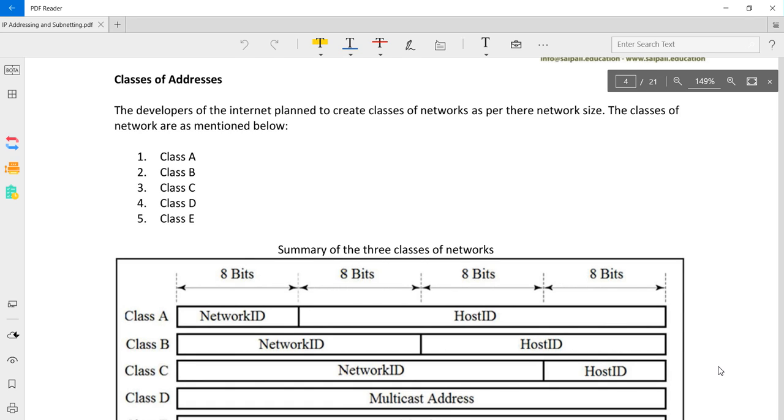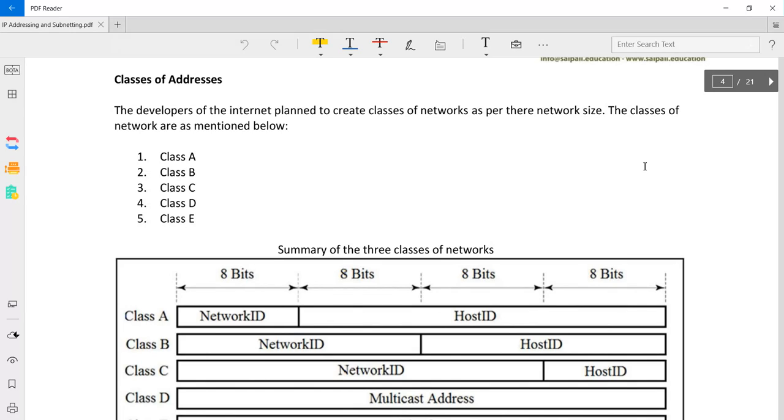Now in IPv4 we have different classes of addresses. These IP addresses were actually designed by IANA. IANA is the international authority that designs these IP protocols. IANA means International Assigned Numbers Authority. So what did they do? They divided IPv4 into different classes.